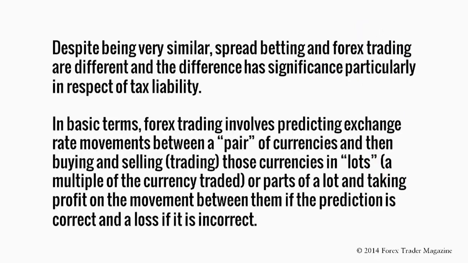In basic terms, forex trading involves predicting exchange rate movements between a pair of currencies and then buying or selling, that's trading those currencies, in set amounts which are called lots. A lot is a multiple of the currency being traded, or parts of a lot, and then taking profit on the movement between them if the prediction is correct, and a loss if the prediction is incorrect.